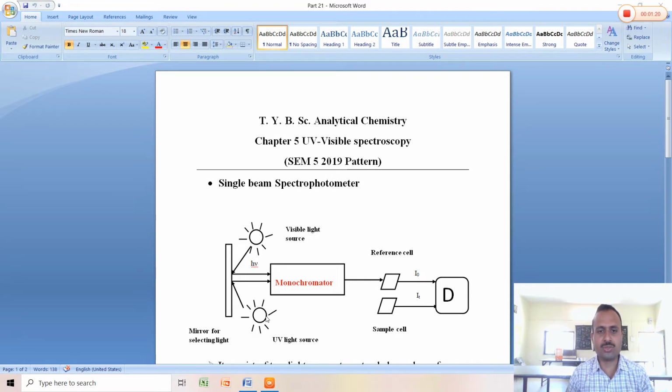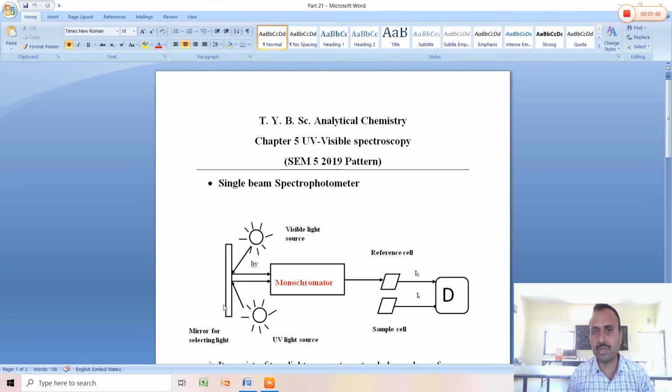Now when this source of light strikes the surface of the mirror, a collimated and parallel beam of light is obtained. This parallel beam of light is focused on the monochromator, where monochromatic radiations are obtained, and these monochromatic radiations are further passed to the reference cell and sample cell. There are two types of cells used. One is the reference cell, another is the sample cell.